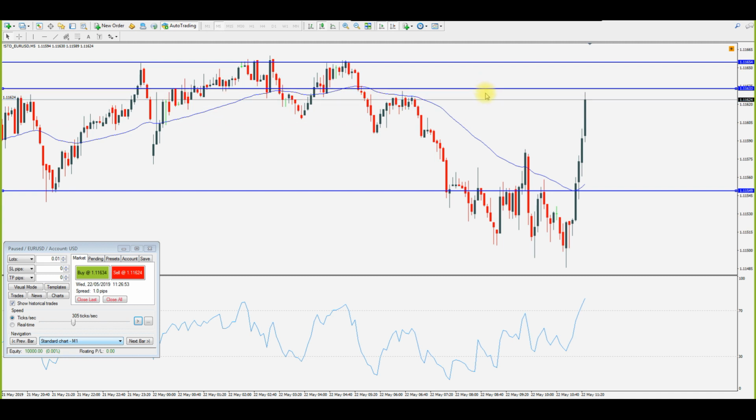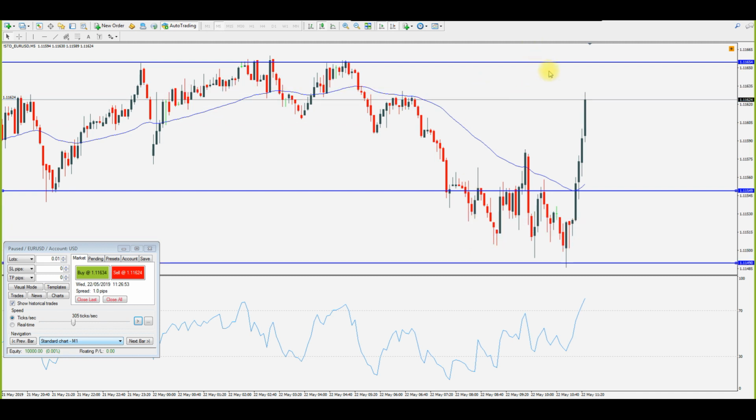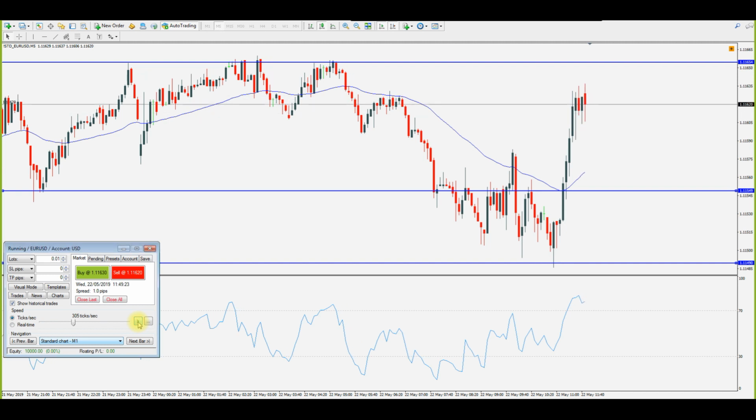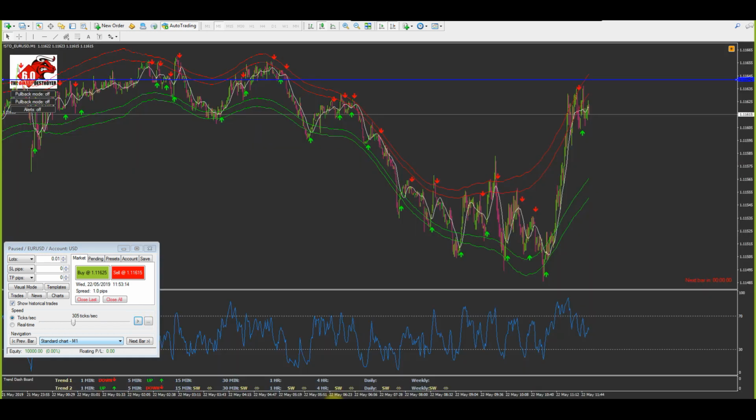Okay. You know what? We might come all the way back up to this zone here. Let's see what happens. Do we come up all the way up to this zone? Okay. No, we're slowing down.